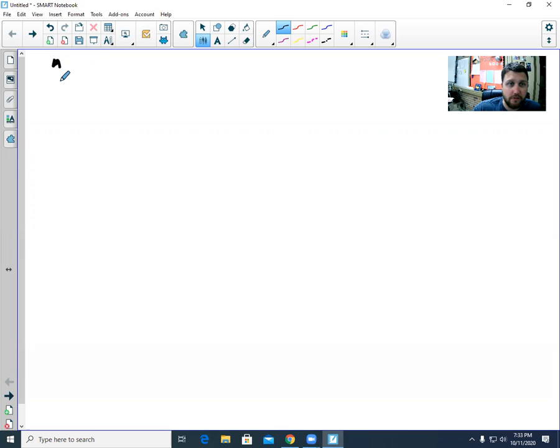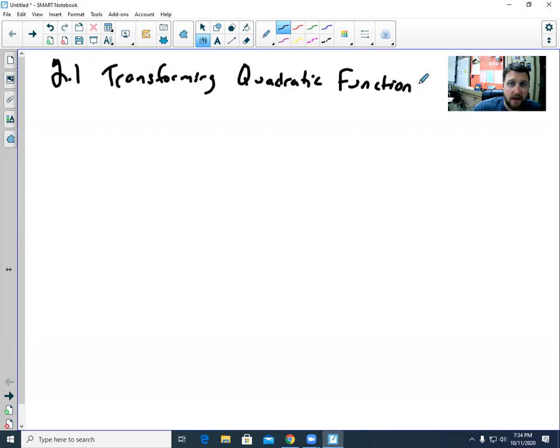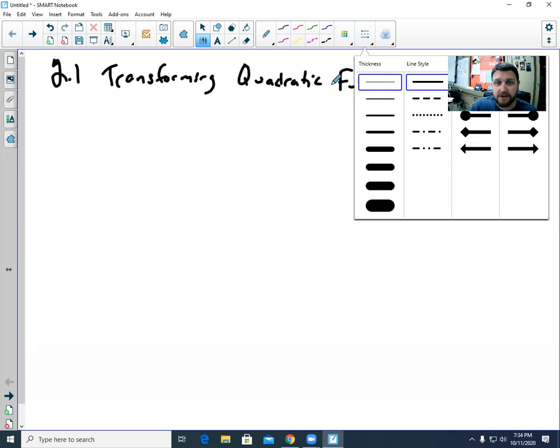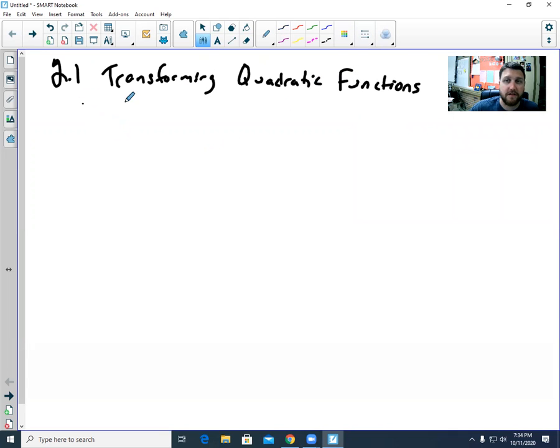So this is section 2.1, and this is transforming quadratic functions. Now remember, we had talked about vertical stretches, vertical shrinks, horizontal stretches, horizontal shrinks, and everything. But we have a general form of an equation. All of these are going to be derived from the parent function. The parent function is going to be x squared, but then there's a whole bunch of things that we can really do to that parent function.